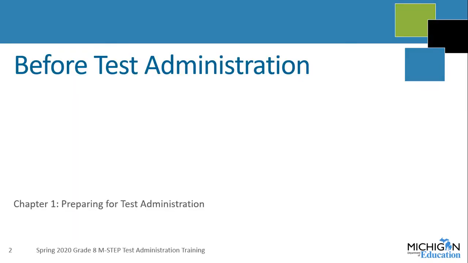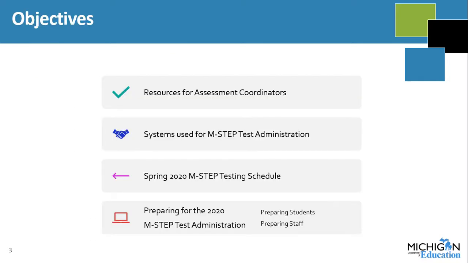There are a number of resources and activities that need to take place before the M-STEP administration. This first chapter will discuss everything that needs to be done before testing begins. First, I'm going to share the resources that are available to you throughout the test administration. Next, there are a number of systems that are used in administering the M-STEP. These systems will be discussed so that you are aware of what tasks need to be done and which systems to use. After that, I will share the M-STEP testing schedule and discuss the requirements of the M-STEP test schedule that each school and district must prepare.